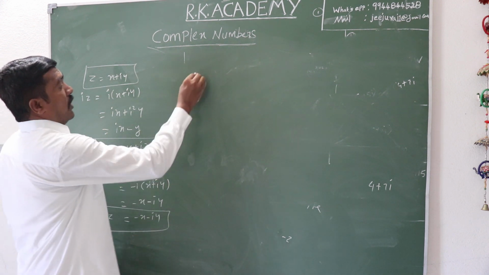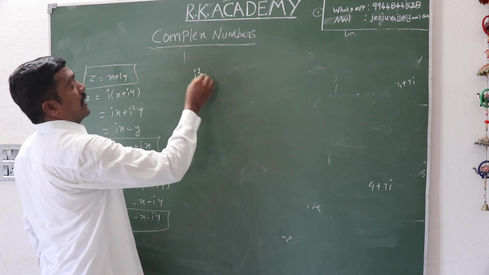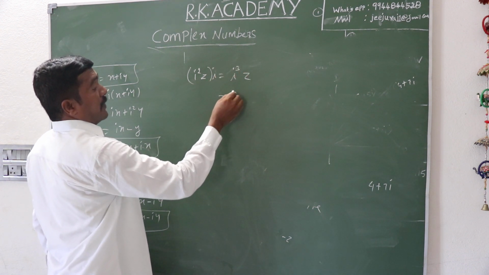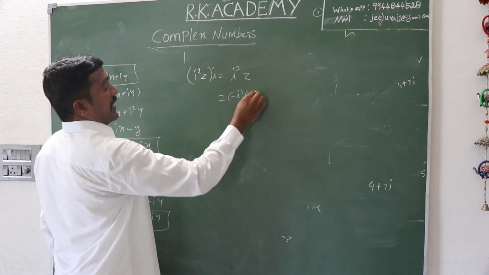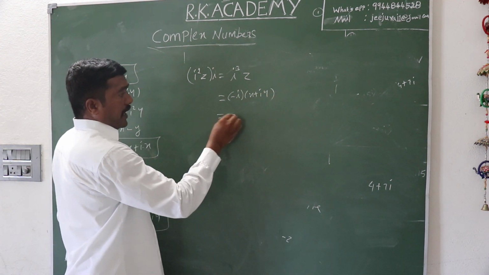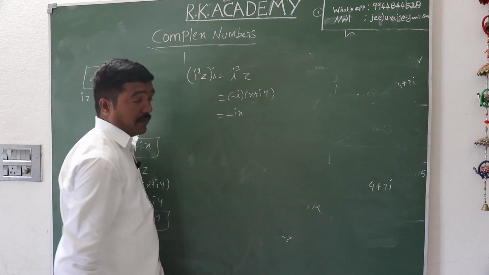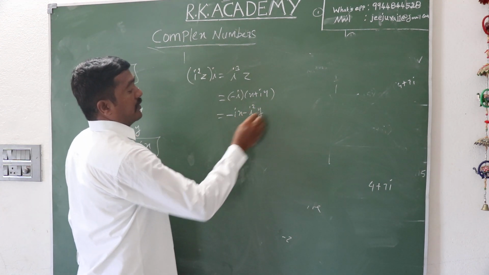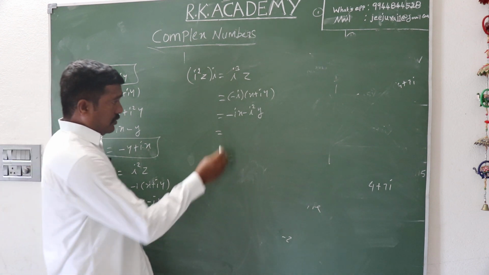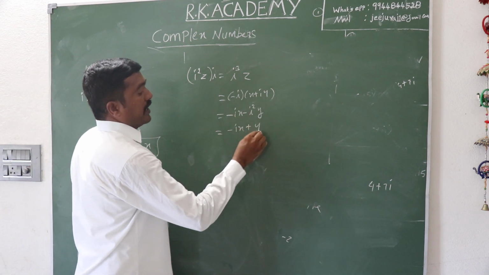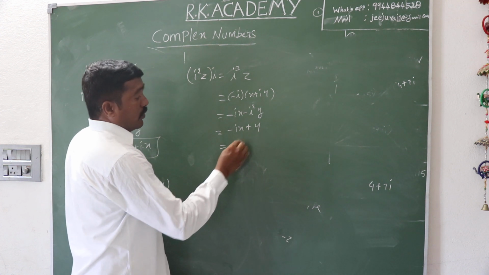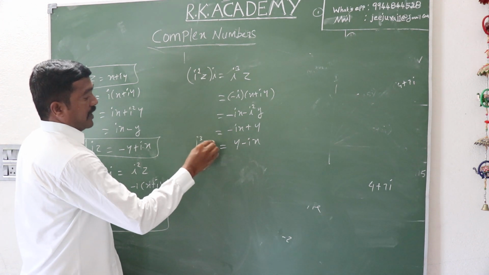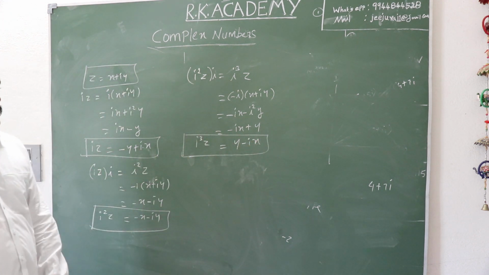Now listen. Now I am going to multiply the i square z by i. What will happen? i cube z. So i cube is minus i into x plus iy. Okay, minus ix. So there is minus i square y. We know that i square is minus 1. So minus ix plus y. So we can write in the form y minus ix. Okay, so this is i cube z.